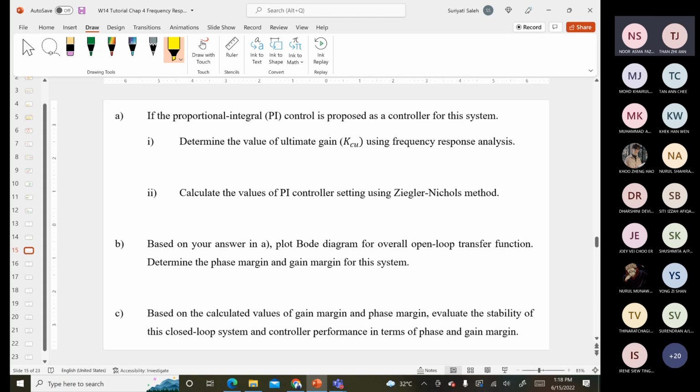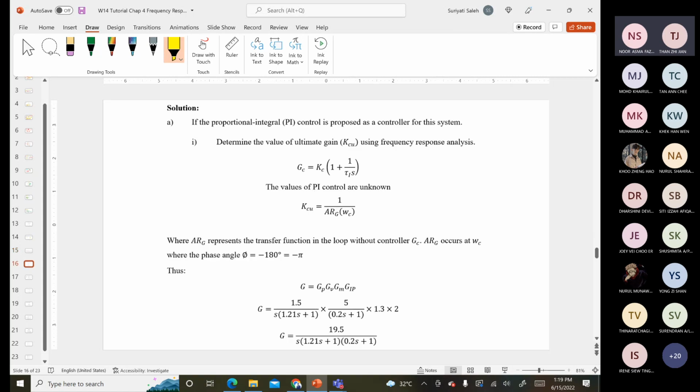Do you reach a stable system or not? And how is your controller performance based on the guideline of a well-tuned controller? So C is determined based on the outcome of your B. For this part, the PI controller is not given. So we know that the PI controller has the following form.